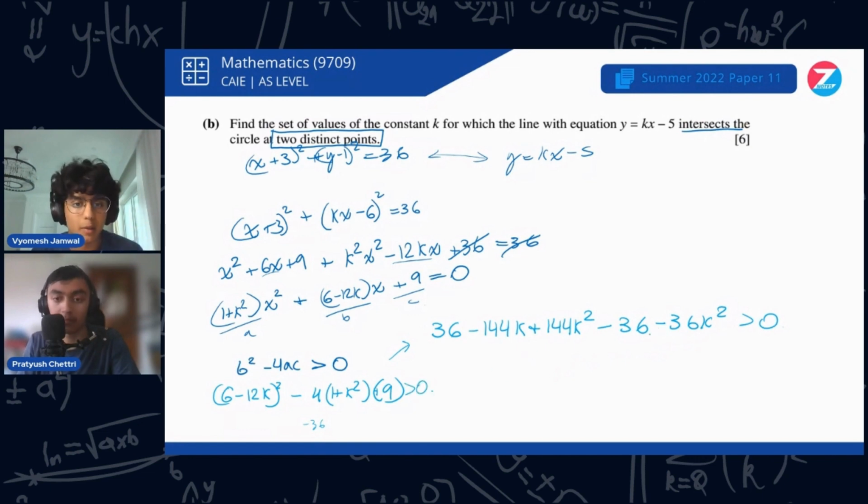So it'll be 144 minus 36. Can you calculate that? 144 minus 36 is 108. Oh, okay. That makes sense. 108k squared, then it'll be minus 144k, which should be more than 0 because the 36 and 36 cancel out.